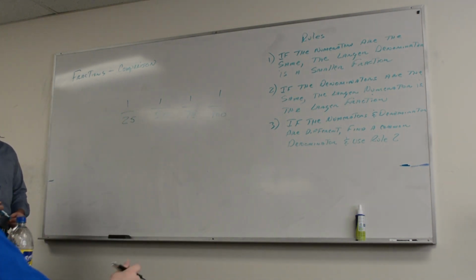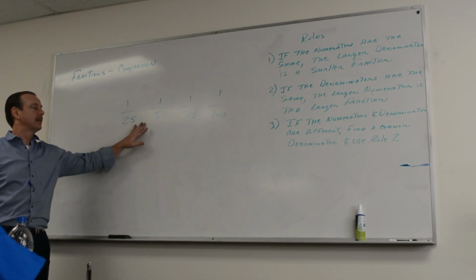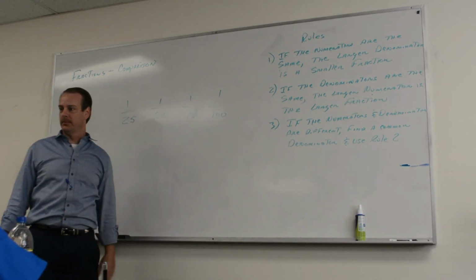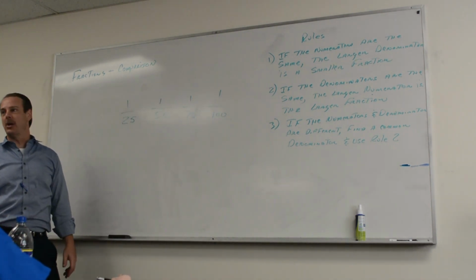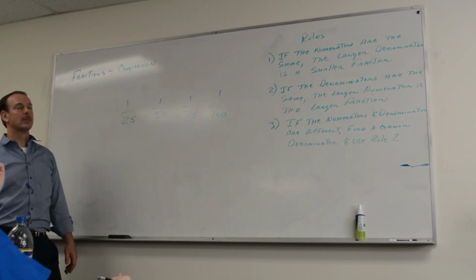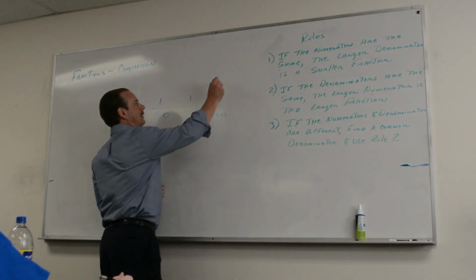Let's look at this. We've got 4 fractions there. Incidentally, Dave wanted this problem. All the numerators are the same, so it doesn't matter what value it is. Which one's the largest, which one's the smallest? The smallest is 1 over 100, and the largest would be 1 over 25.